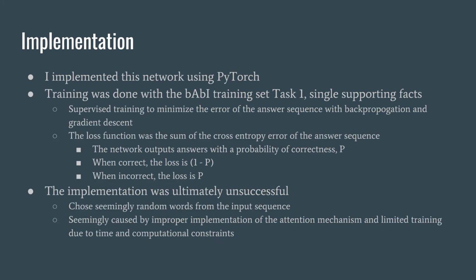My implementation was built using PyTorch and trained using the bAbI dataset for task 1, single supporting facts. I used supervised training to, obviously, limit incorrect answers. The loss function was the cross-entropy error of the answer sequence. My implementation was ultimately unsuccessful as it seemingly chose random words from the input at its best. My theory is that this was caused by improper implementation of the attention mechanism due to the complexity of the computations. This concludes my presentation.